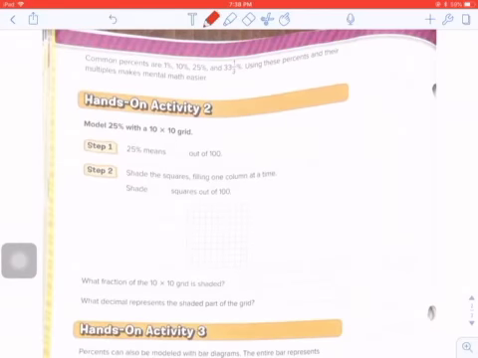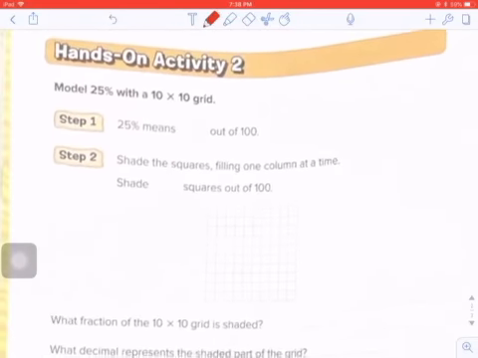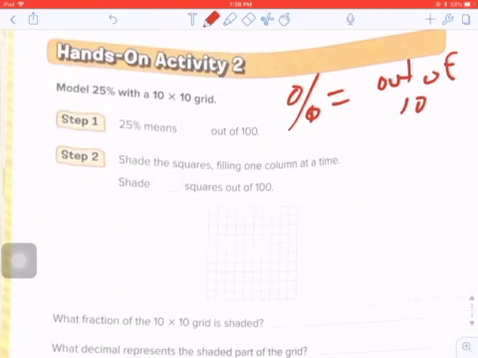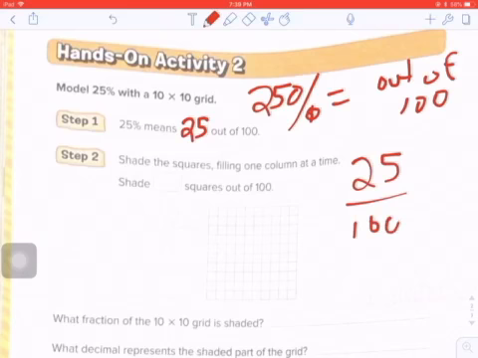On the next page, we'll go right to hands-on activity 2. Now it wants us to model 25% with a 10 by 10 grid. If you think you can do this, go ahead and pause and resume it. If you're not sure, just keep watching and do it with me. So 25% means what out of 100? Well, since we know percent means out of 100, 25% means 25 out of 100. As a fraction, it would be 25 over 100.